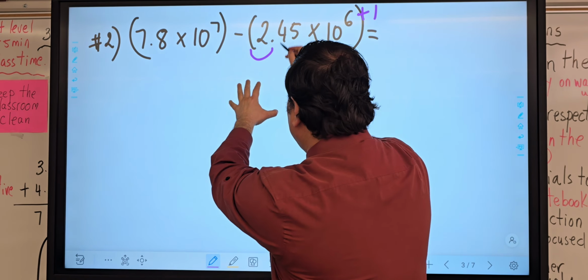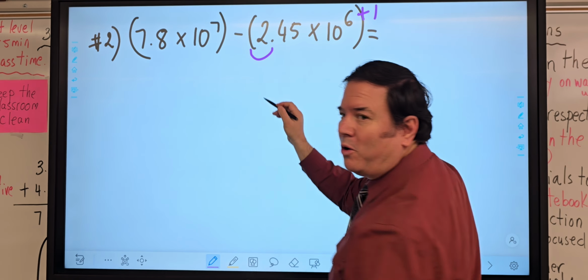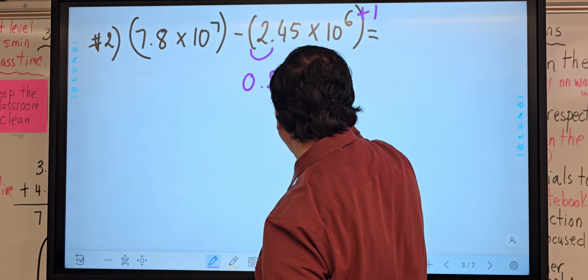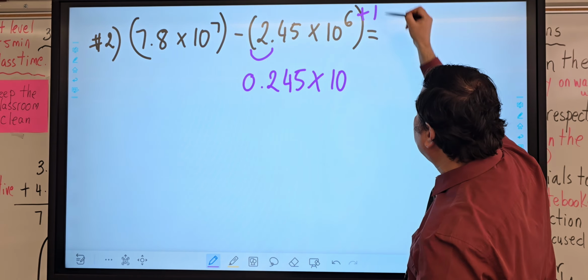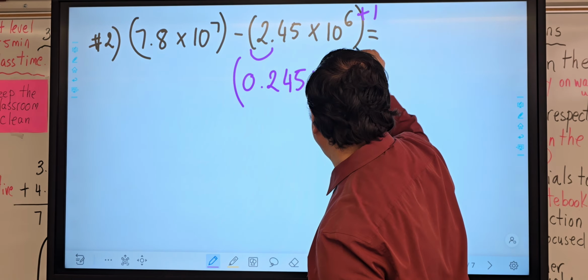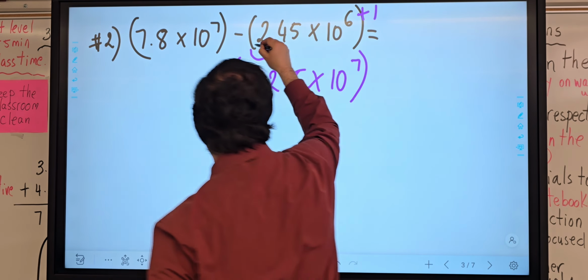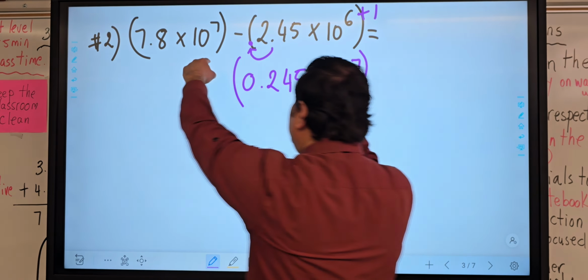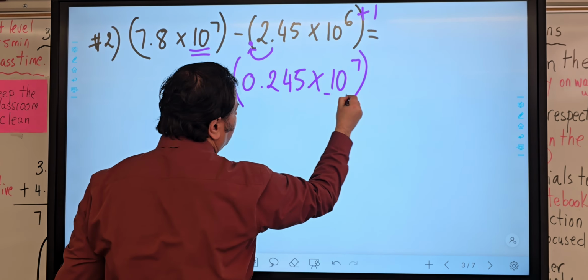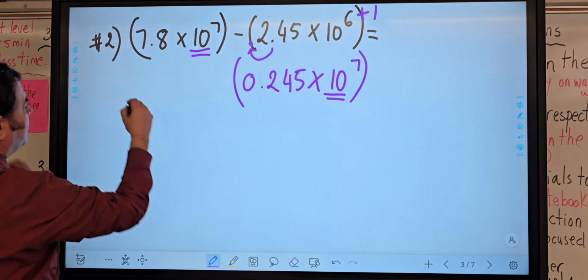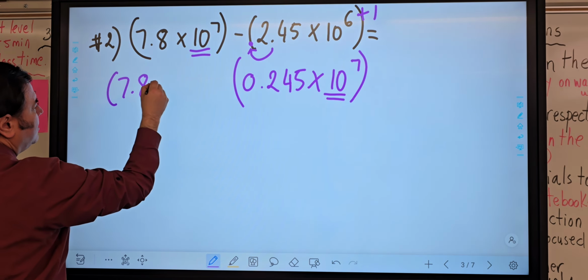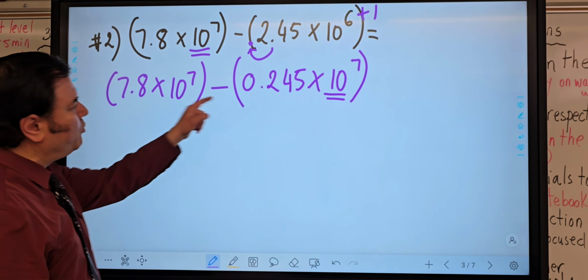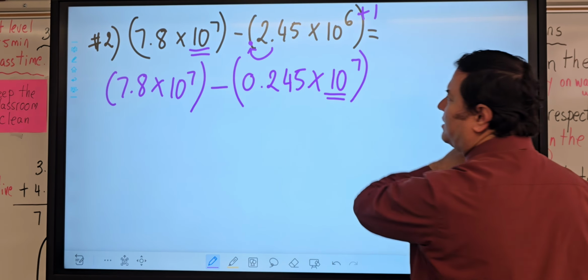So now, instead of 2.45, we are going to have 0.245 times 10 to the power of 6 plus 1, which is 7. We change this into this by moving the decimal right here. And now the exponents are the same. We have 10 to the 7 here and 10 to the 7 here. Let's rewrite this down here. So we have 7.8 times 10 to the power of 7 minus 0.245 times 10 to the 7.